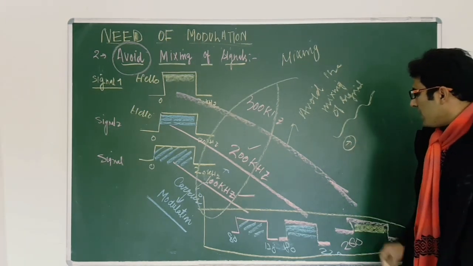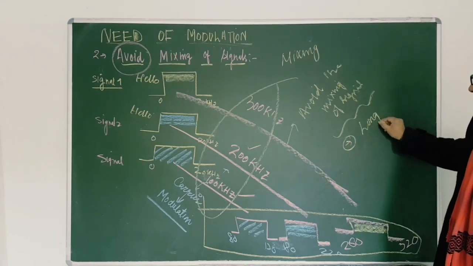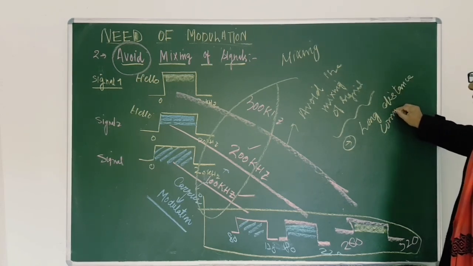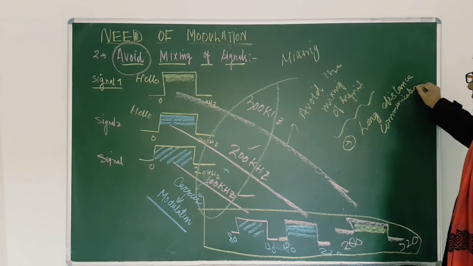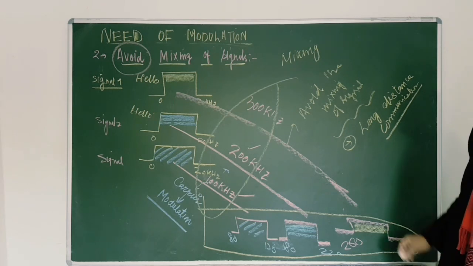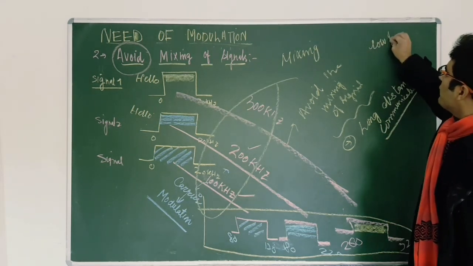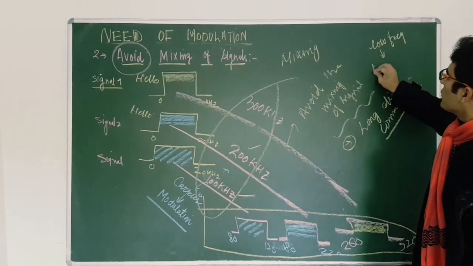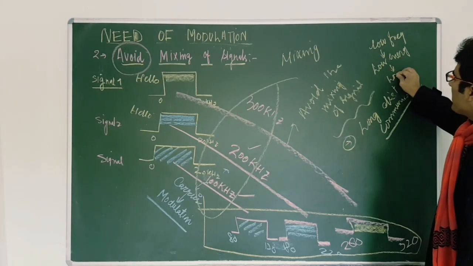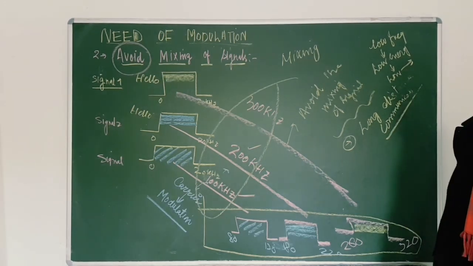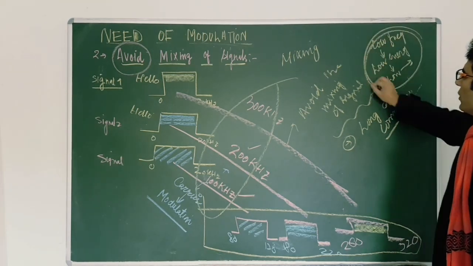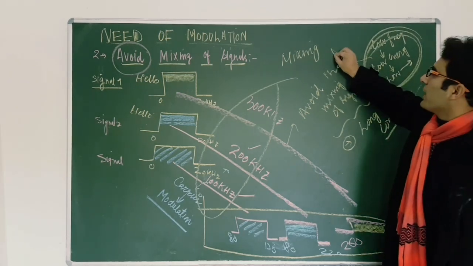Third is long distance communication. Long distance communication means if we send a signal without modulation, that is a low frequency signal. Low frequency means it has low energy. Low energy means it has low power. A low power signal cannot be transmitted over a longer distance. So in order to overcome this problem of low frequency, low energy, low power, we will go for modulation.